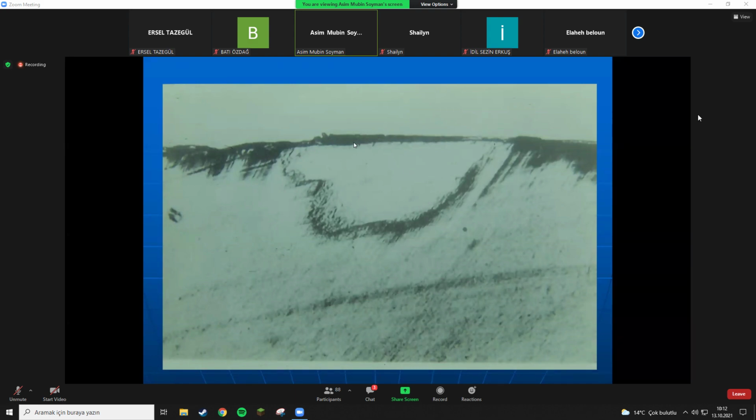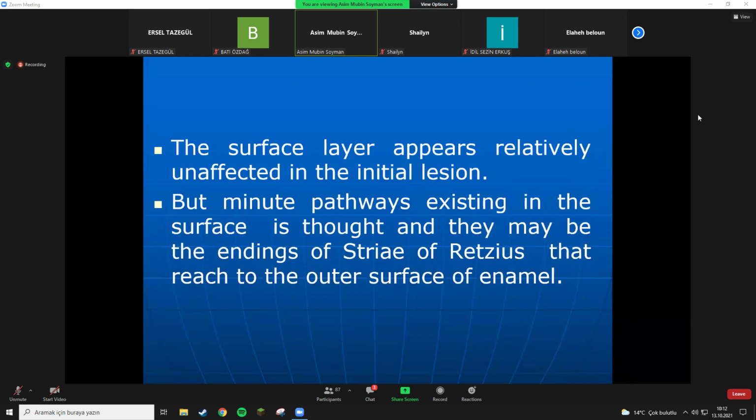So this is the surface layer. You saw this photograph again, and this is the body of the lesion. Let us continue then. Surface layer appears relatively unaffected in the initial lesion, but minor pathways existing in the surface layer are thought to be the endings of striae of Retzius that reach the outer surface of enamel. Now, last week, we were mentioning the Retzius lines, and I said these Retzius lines are the hypocalcified and hypomineralized regions in dental enamel.